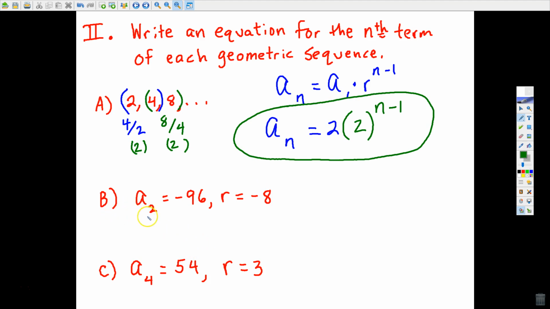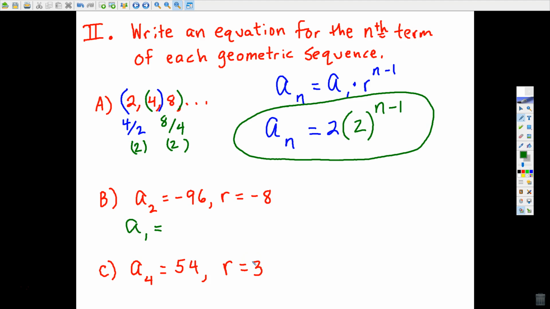Now letter B, a little trickier, because they give us the second term. Well, the second term doesn't help me in this formula. I got to have the first term. Well, can you tell if negative 96 is the second term and the common ratio is negative 8? Can you tell what the first term would be? Something multiplied by negative 8 to give me negative 96.